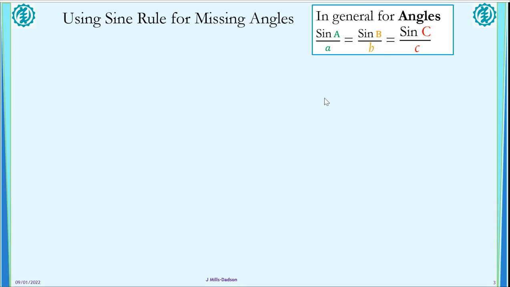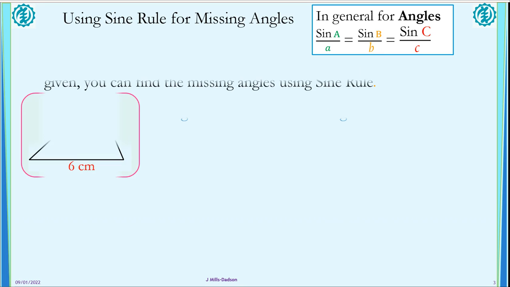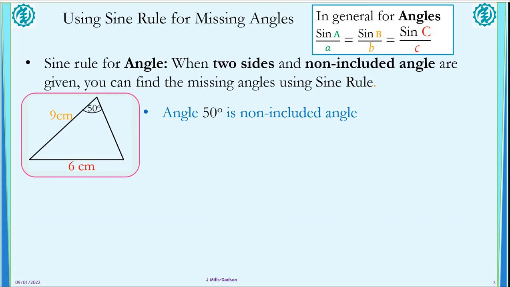When do we use the sine rule for missing angles? We use the sine rule when two sides and a non-included angle are given. You can find missing angles using the sine rule when you have two sides and a non-included angle.